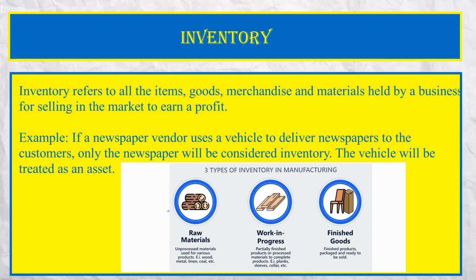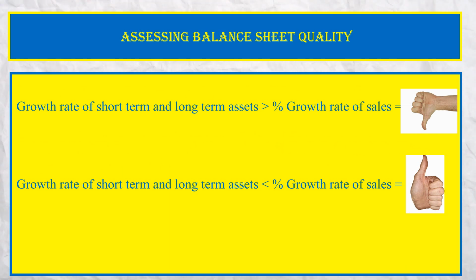We should compare the growth rate of both these short-term and long-term assets with the growth in revenues over the last 5 years. And if over the last 5 years, the growth rate of short-term and long-term assets is more than the growth rate of revenues, then it means that the company is in a capital-intensive industry and it needs a lot of capital to grow, which can impact profitability.